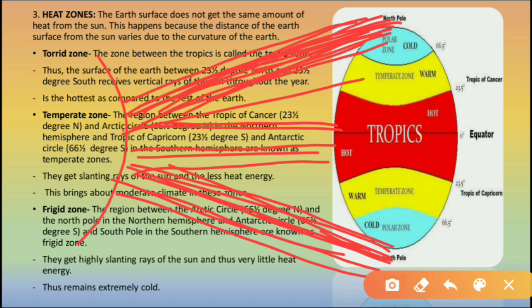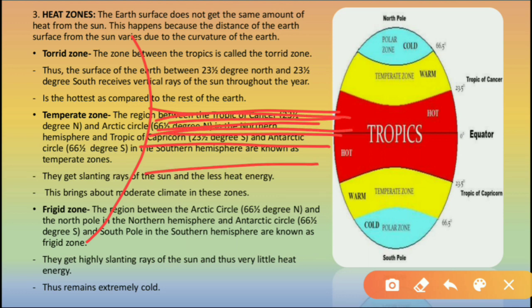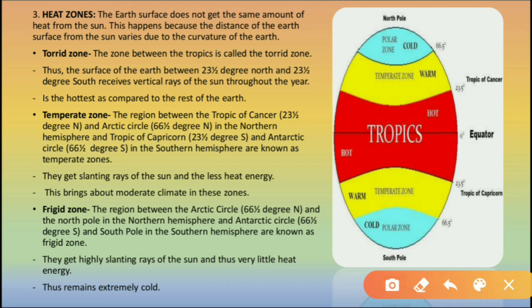So they get highly slanting rays of the sun. The north pole and the south pole get slanting rays of the sun, so that is why they receive very little heat from the sun. But at the center, the sun rays fall directly, so they get high heat of the sun. At the poles they get slanting rays, and that is why they get little heat at the poles.